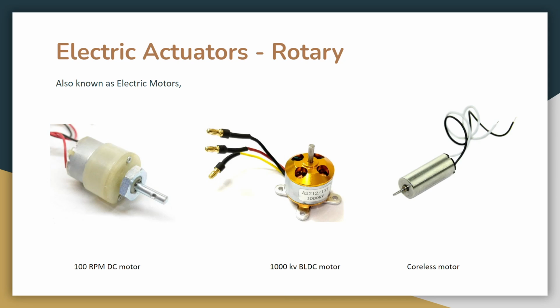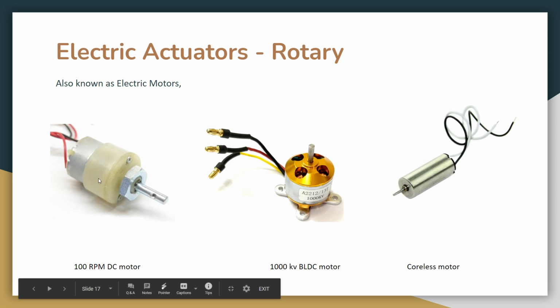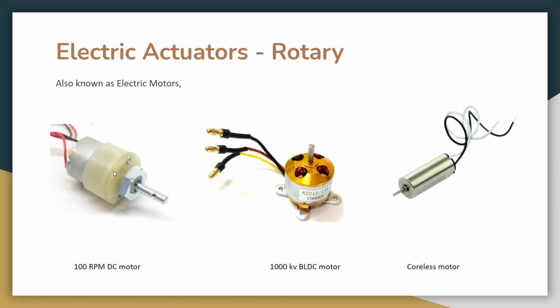Synchronous motors are motors which always rotate at a specific speed. For example, if I use a 100 rpm DC motor, I can drive it at 50 rpm, 1 rpm, 2 rpm, or even exactly 100. But with this one, once it is rated 1000 kV, that means if I give it 1 volt, then 1000 rotations per minute is guaranteed. The speed is always going to be 1000 rpm.